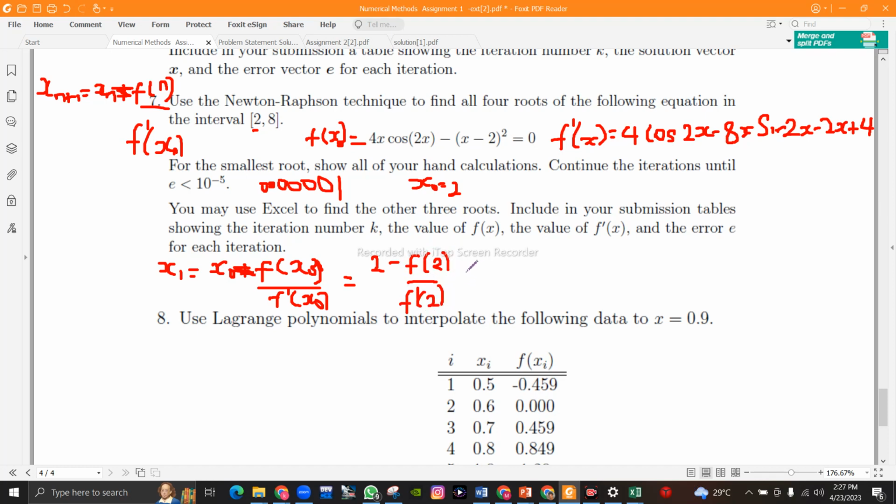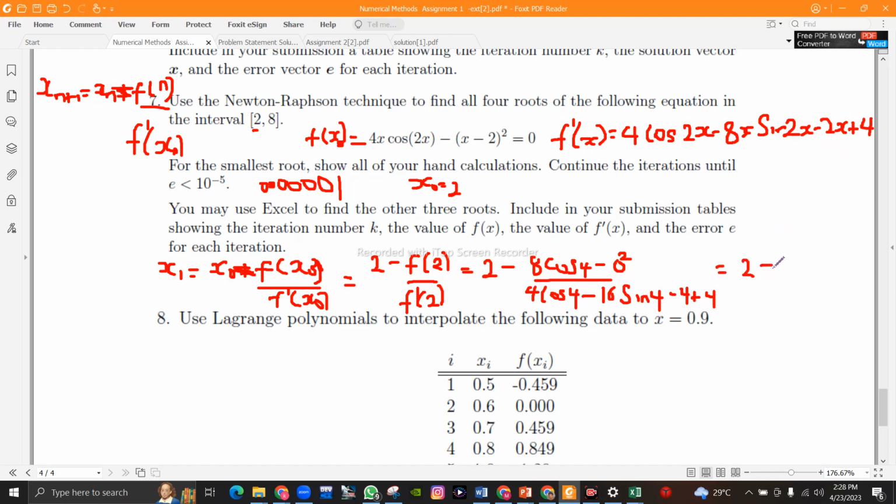So if we take that, that will be 2 minus 4 times 2, that's 8 cos 4, minus 2 minus 2, that's 0, 0 squared divided by 4 cos 4, minus 8 times 2, that's 16 sine 4, minus 4 plus 4. If you have that in your calculator, that will be 2.